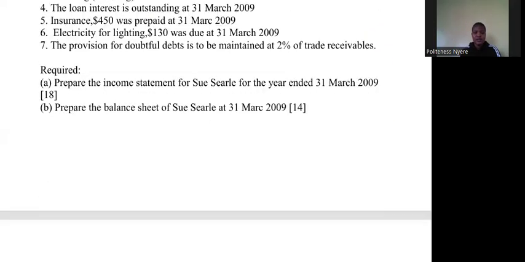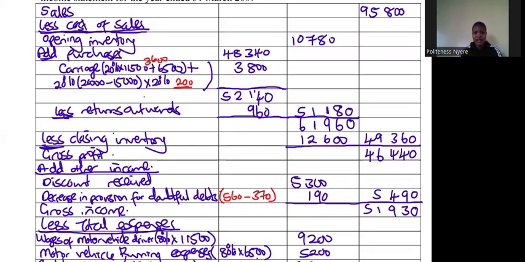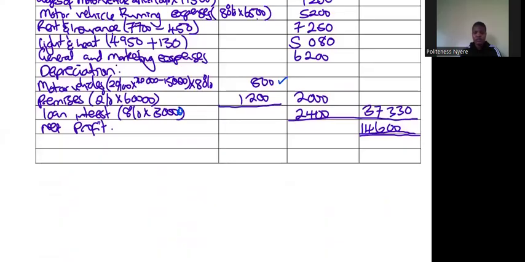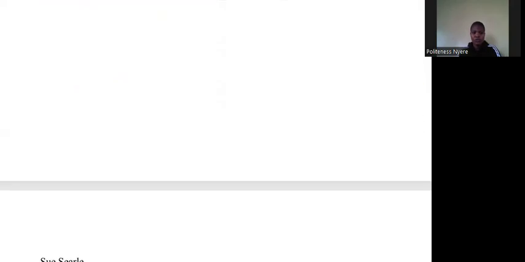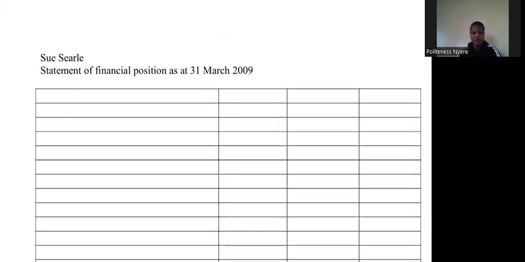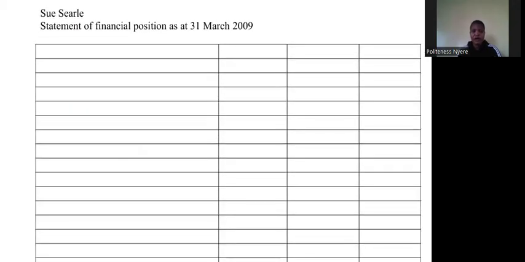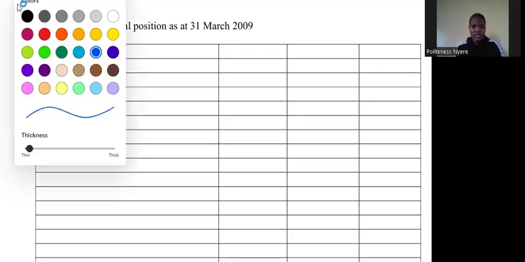This is the income statement that we did last time when we met. We calculated our profits and we found it to be 14,600. Now what we want to do is the statement of financial position as at 31 March 2009. So let's do that now.